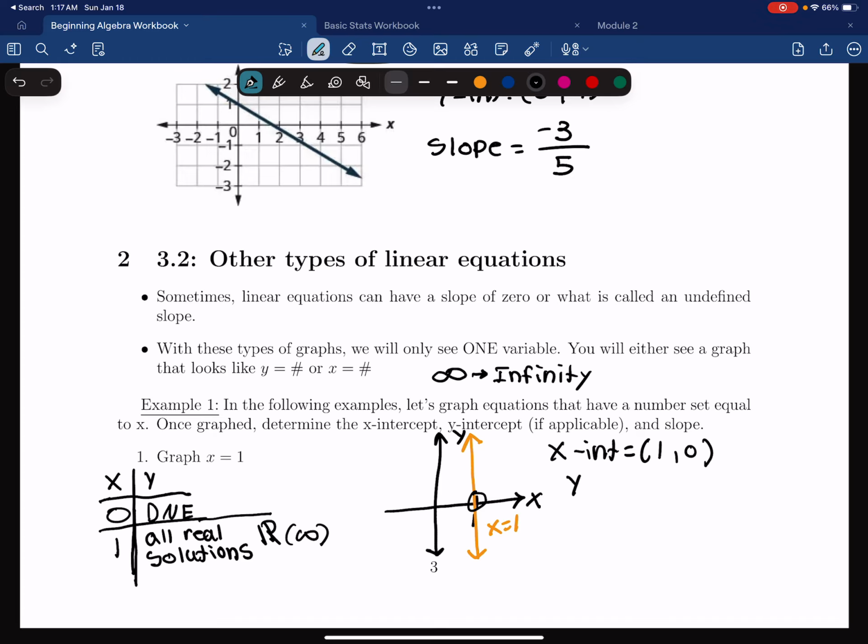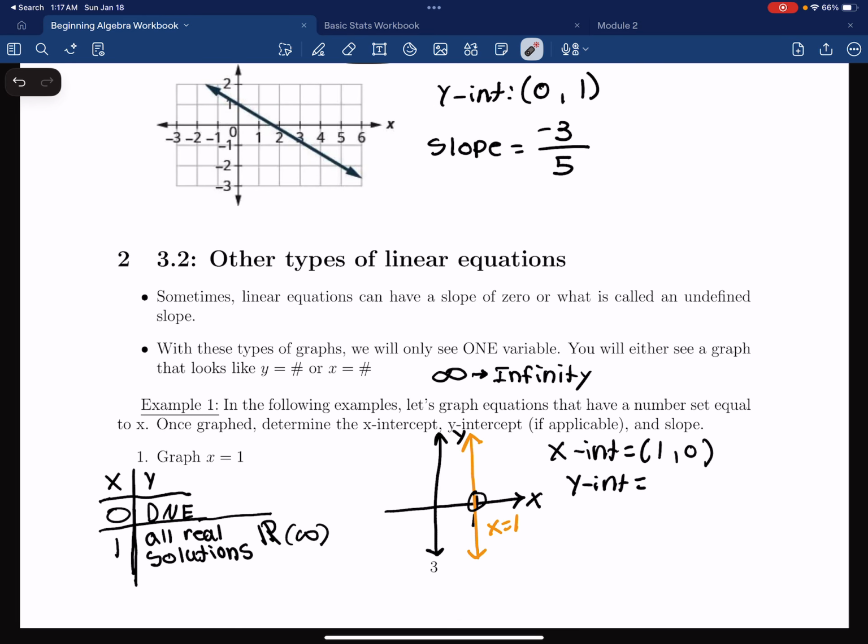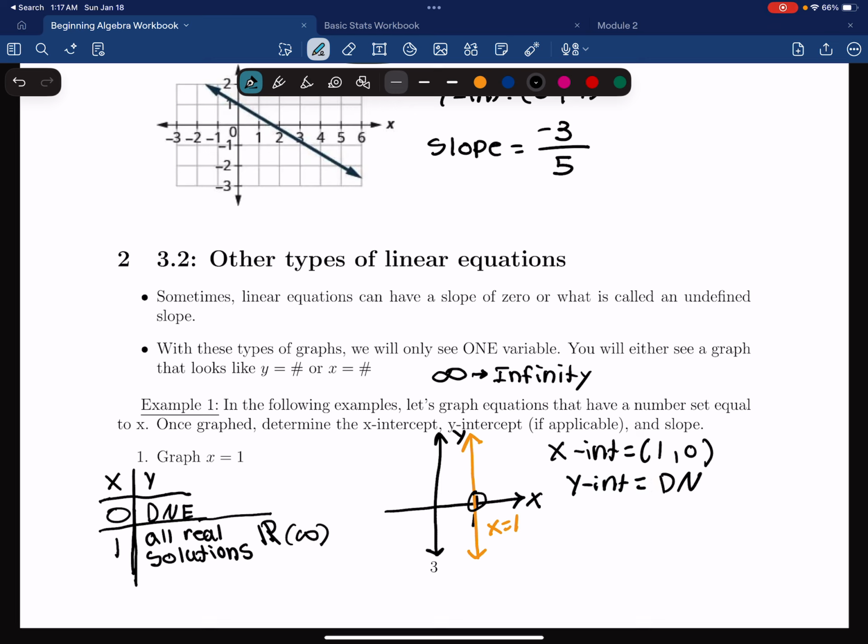Now for the y-intercept, there isn't a single point where this graph will ever cross the y-axis. So this graph doesn't have a y-intercept. I'm going to write DNE, does not exist.